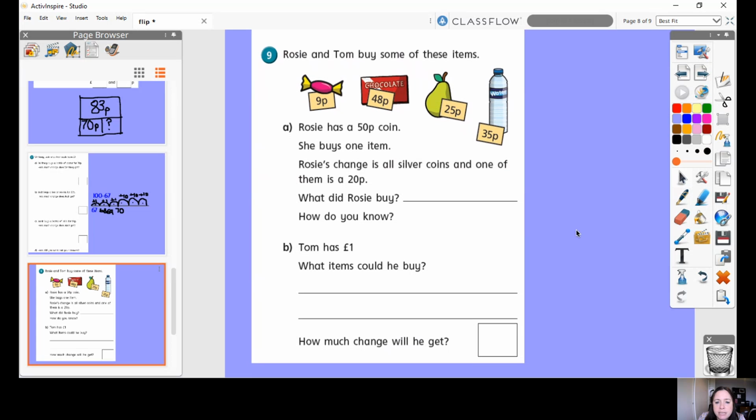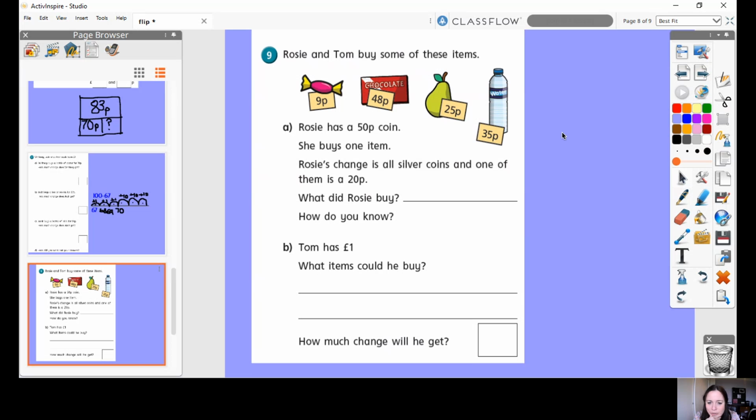Rosie and Tom buy some of these items. Oh, here we go. Here's the shop. Got 9p for a sweet, 48p for a bar of chocolate, 25p for a pear, 35p for a bottle of water. Rosie has a 50p coin. Okay, she's got 50p. She buys 1 item. Rosie's change is all in silver coins and one of them is a 20p. What did Rosie buy? How do you know?